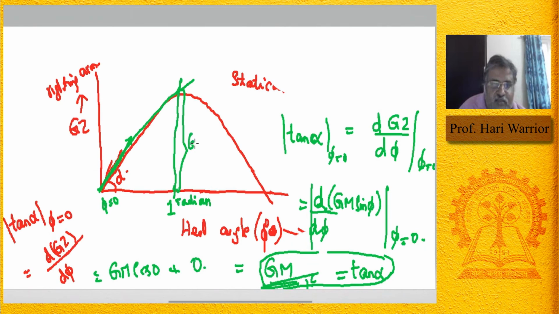It's a very small tricky thing. It will be GM, because this distance is 1 radian and this distance is GM. So GM by 1 is equal to tan alpha, the slope of the curve. So the slope of the curve is equal to GM itself. So there is a way.